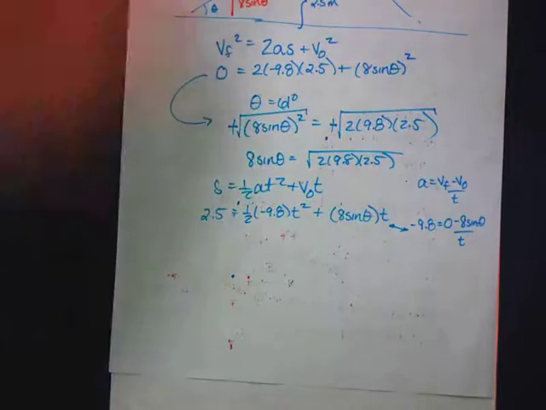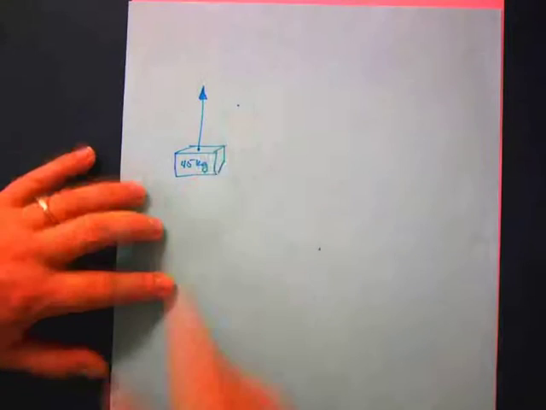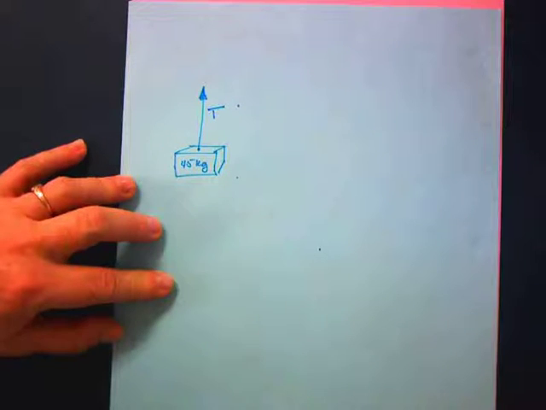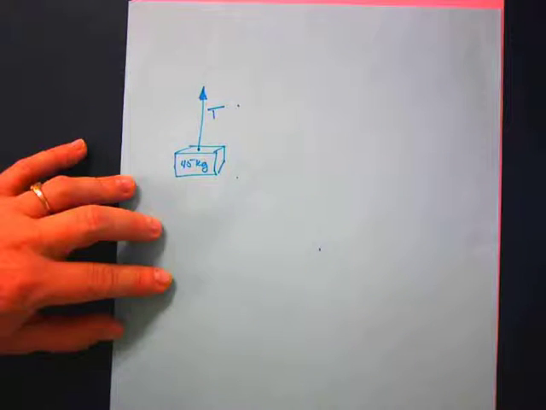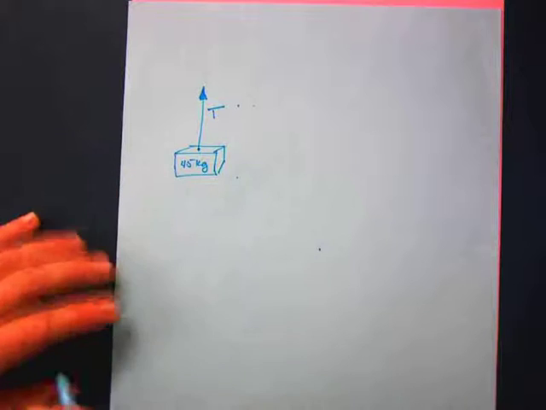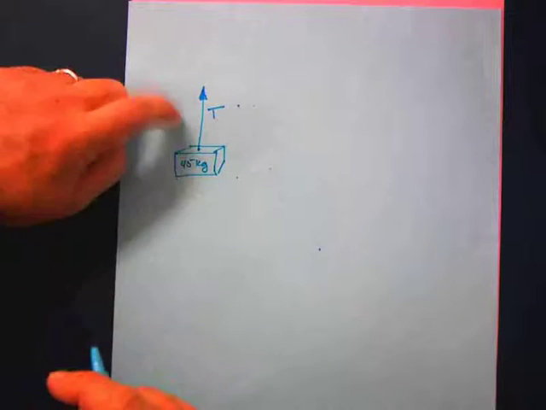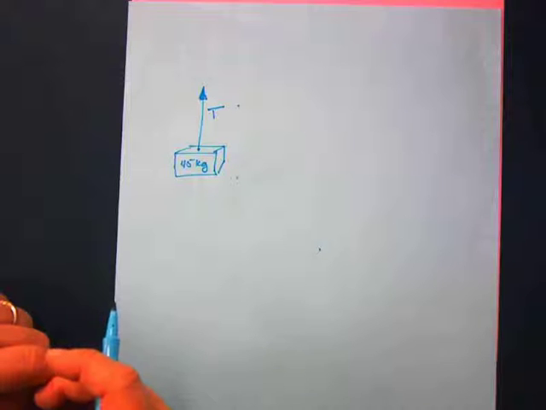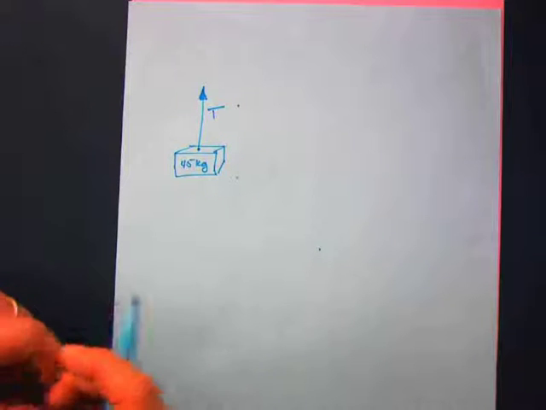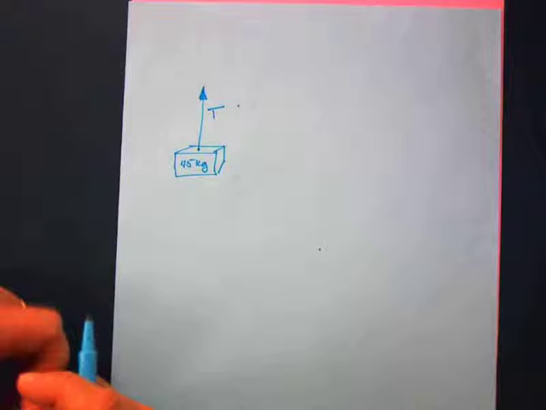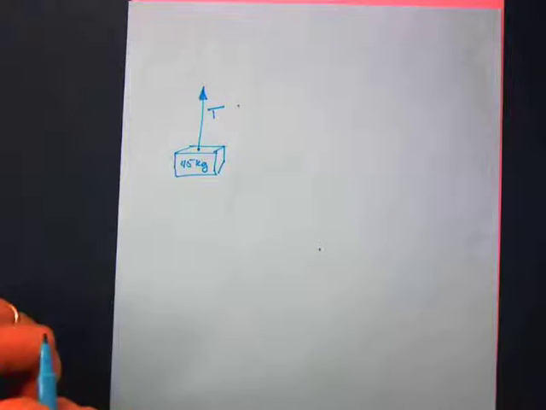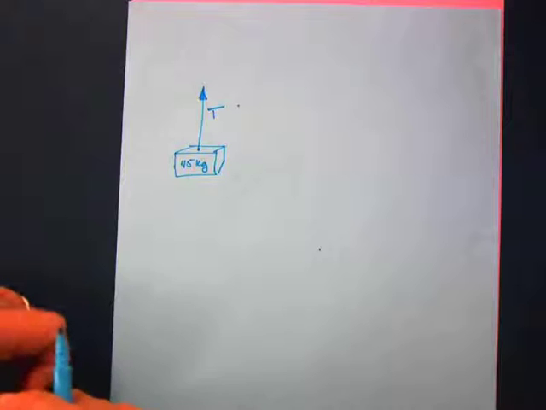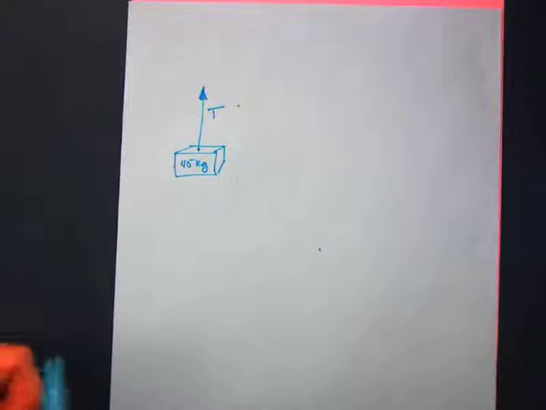All right, let's do the pickle relish one. So we're lifting up this crate, and you're trying to figure out the tension in the rope. That's what's happening. This is an F equals MA problem. Yeah? Okay, so is tension the same thing as force? Yeah. Yep, no problem. That'd be good to know, right? Yeah, okay.